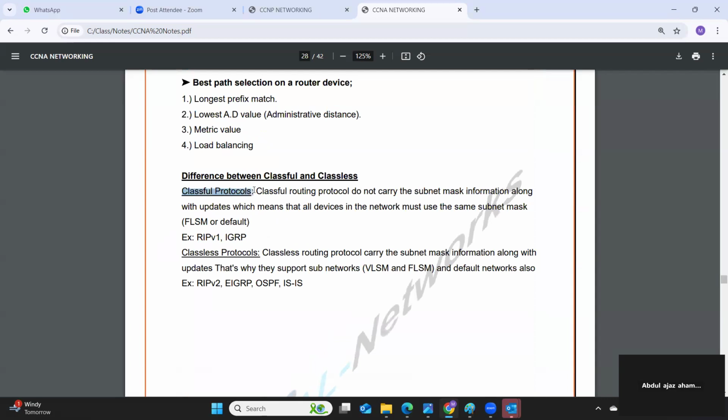Classful routing protocols do not carry the subnet mask information along with updates, which means all devices in the network must use the same subnet mask. Classless routing protocols carry the subnet mask information along with updates. That's why they support VLSM and FLSM.